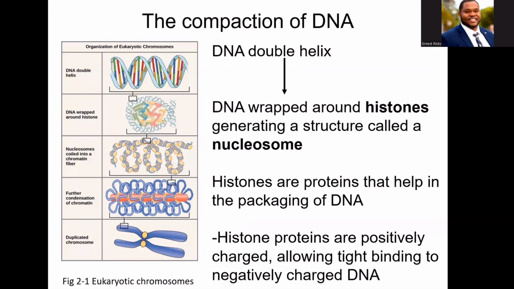So the first step is to go from the DNA double helix by itself, then DNA wrapping around histones. And remember that DNA wraps around histones twice, so there are a lot of histones involved in this process. The nucleosomes then coil into a chromatin fiber, and then they further condense. They start folding, and that further condensation leads to chromatin.